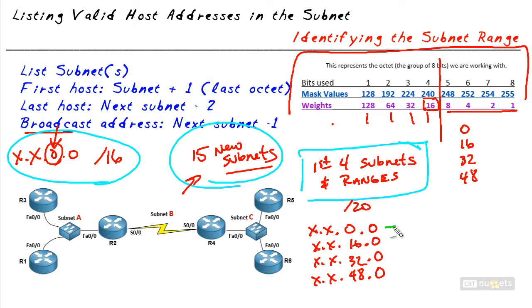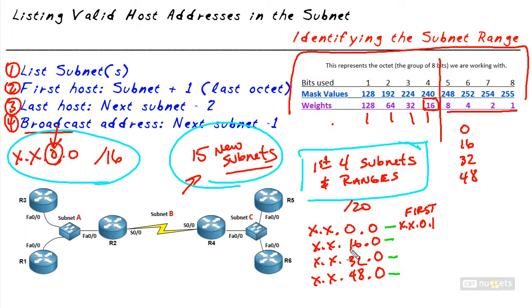So if we wanted to calculate the first valid host address on these subnets, how would we do it? And the answer is the same exact way that we did it before. Our first task is to list the subnets. Well, here's the first 4. That's done. The first host is going to be the subnet +1, and we add that +1 to the last octet. So this network of x.x.0.0, the first valid host, I'll write first here, is going to be x.x.0.1. That's our first valid address.